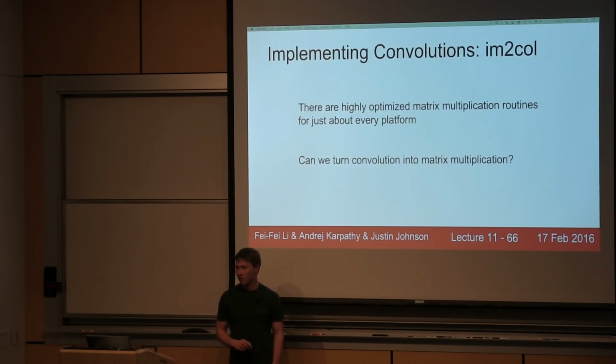A pretty easy approach to implement is the im2col method. The intuition here is that we know matrix multiplication is really fast. For pretty much any computing architecture out there, someone has written a really well-optimized matrix multiplication library. So the idea of im2col is, given that matrix multiplication is really fast, is there some way we can take this convolution operation and recast it as a matrix multiply?